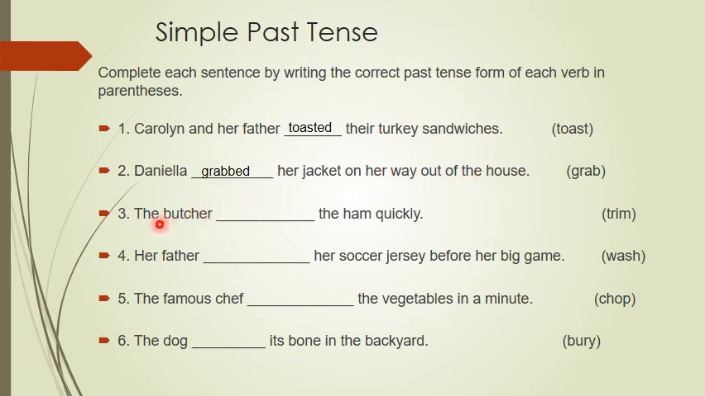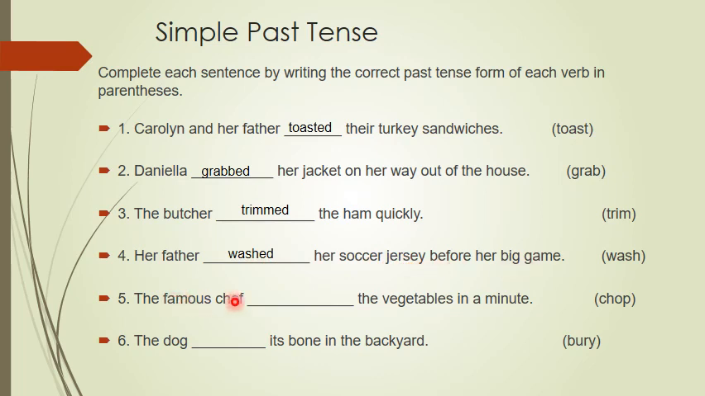The third sentence is the butcher trim the ham quickly. The verb is given here, trim, and the past form of the verb trim is trimmed. The butcher trimmed the ham quickly. Her father wash her soccer jersey before her big game. The verb is given here, wash, and we are going to change it into past, washed. Her father washed her soccer jersey before her big game.